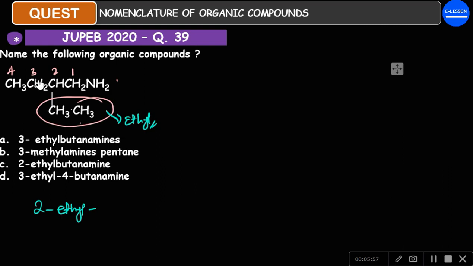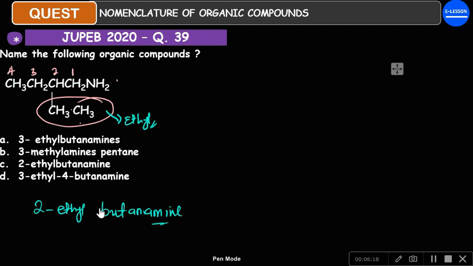The longest continuous chain has how many carbons? 1, 2, 3, 4, which is butane. Now, for the amines, all you need to do is remove the E of butane, which is the alkane, and then add amine to it. So this gives us 2-ethyl butanamine. That's the name of this compound, 2-ethyl butanamine.